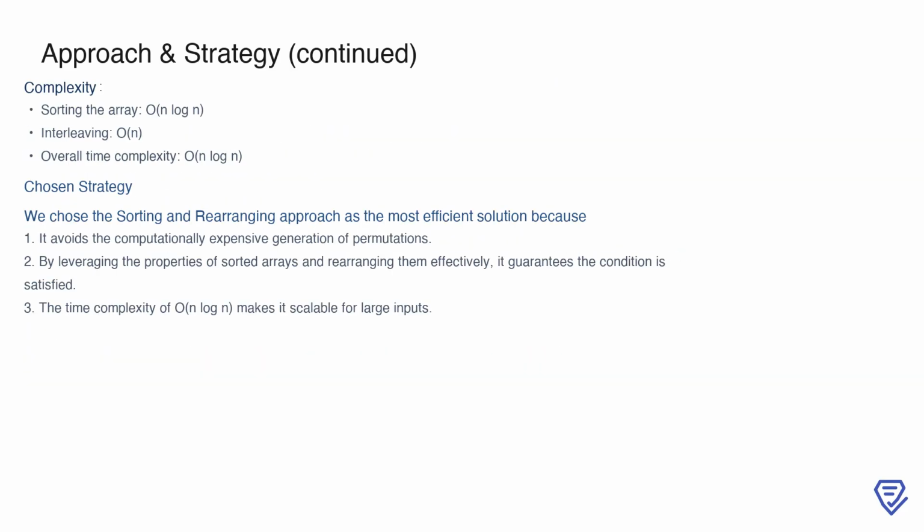Now let's analyze the complexity of this optimized approach. Sorting the array takes n log n, which is the most computationally expensive part of the process. Splitting the array into two halves and interleaving them can be done in n time. Therefore, the overall time complexity of this approach is n log n, which is significantly better than the factorial complexity of the brute force approach. This makes it scalable for larger inputs.